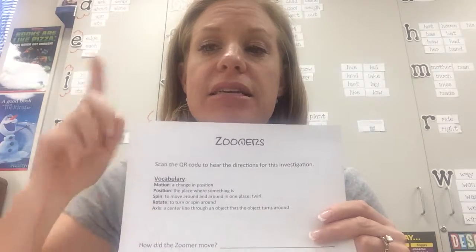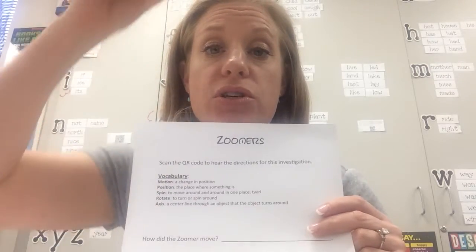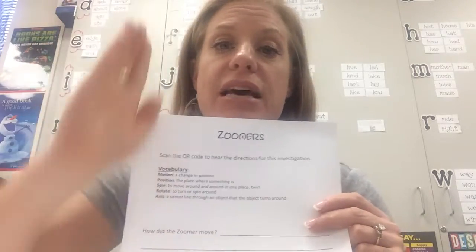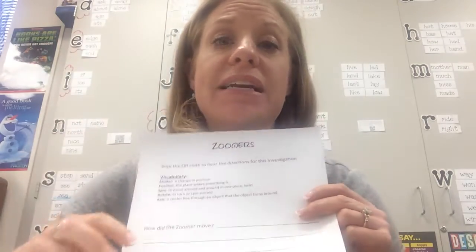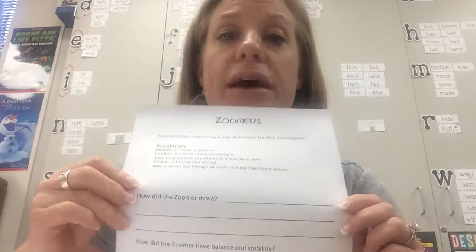And then axis is the center line through an object, kind of like the poles, the North Pole to South Pole. It spins on its axis. So what I want you to do is answer a couple of questions. The first one says, how did the zoomer move? And we want you to try to use the vocabulary words in your sentence. And you're going to use these three lines to try to answer that.